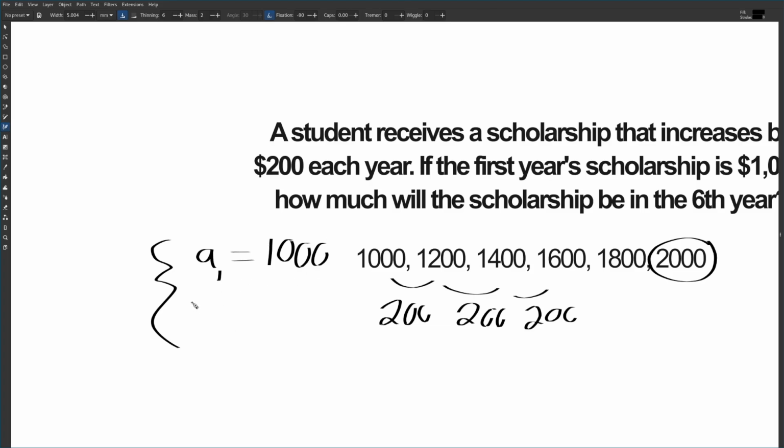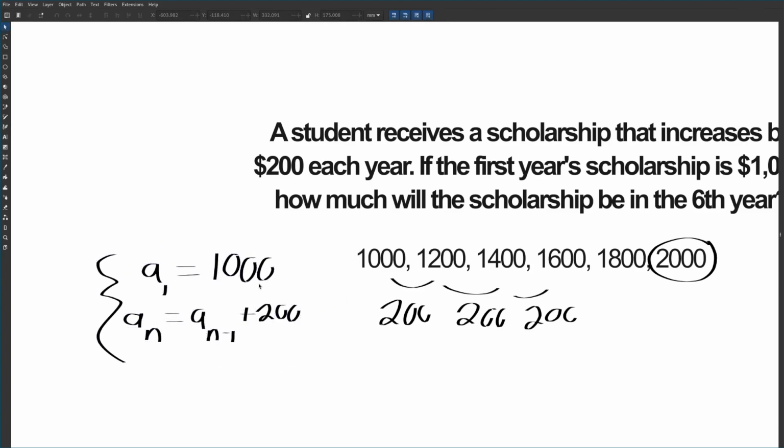Next we define what we are doing to this 1,000. Let's say we have some term n. It's going to be equal to the previous term, so a of n minus 1, that's the previous term, and we add 200. That's how we would define the sequence recursively. To recap, we define where we start, and for the rule, we take the previous term and add or subtract the common difference.